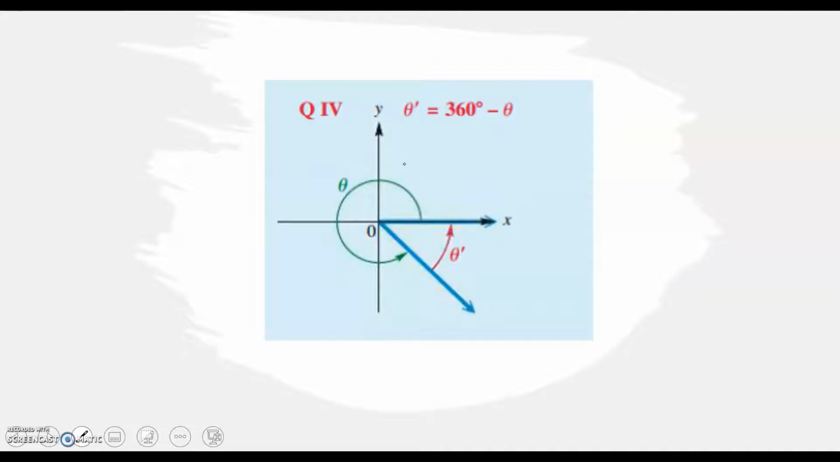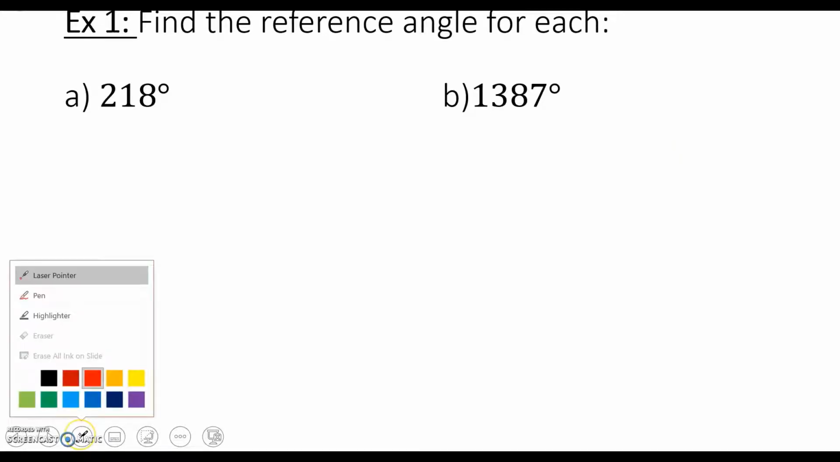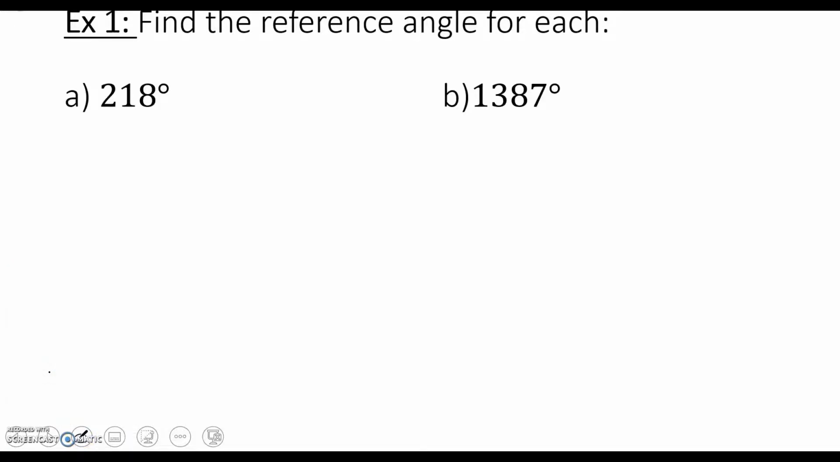So let's look at some examples. For these examples, example 1 has 2 parts. We want to find the reference angle for each of these, okay? So I am going to get my pen here, and I'm going to make sure it's black. And so for this first one, 218 degrees.